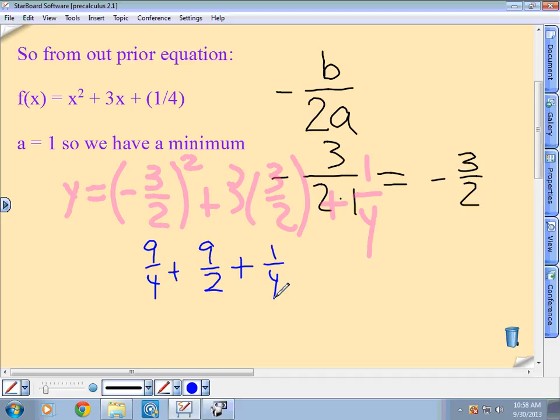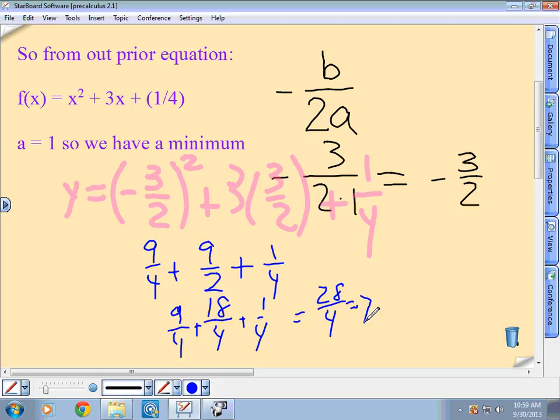And then again, you could solve that. Let's make them all fourths, make that easy. So 18 and 9 is 27, 28 over 4. Why is there a 7? That's the y coordinate, but that wasn't our vertex on the last one, so let me double check here. Did I write the right numbers in? Negative 3 halves squared is 9 halves. No, it's 18 halves. 18 halves is just 9.